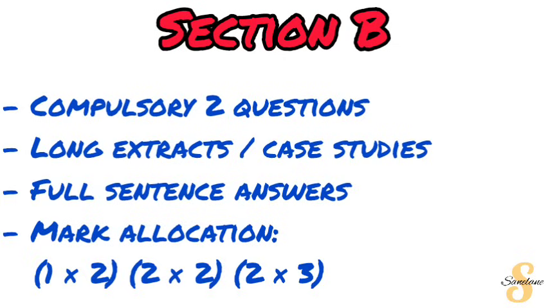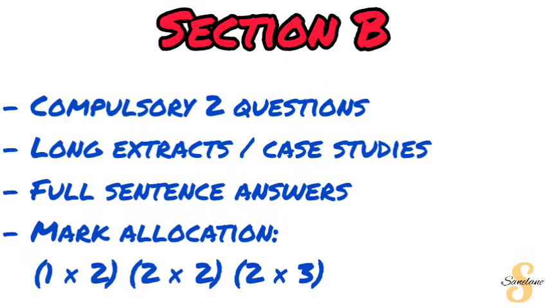Then there's 4 mark questions. For those 4 mark questions, they will say 2 times 2 on them. So the 2 times 2 basically means that you need to give 2 points. For each of the 2 points, you're going to get 2 marks each, which will then total up to 4 marks. Then we also have 6 mark questions.